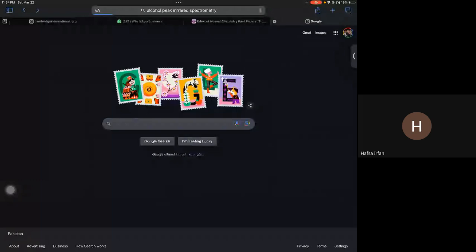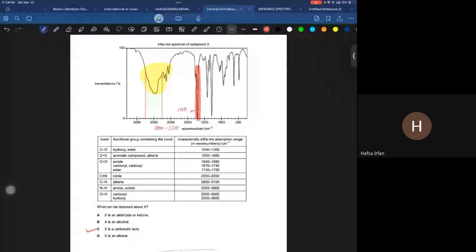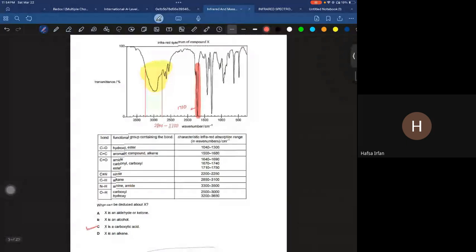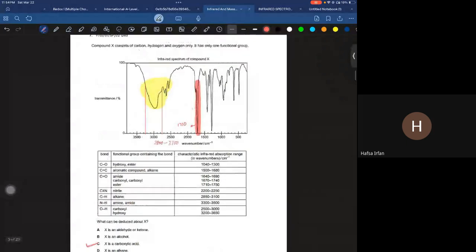Okay. I would be sending you the notes, so I would be including all the peaks, all the shapes. ताकि आपको आसानी हो. So खैर, this is your carboxylic acid, right? Like see this question.